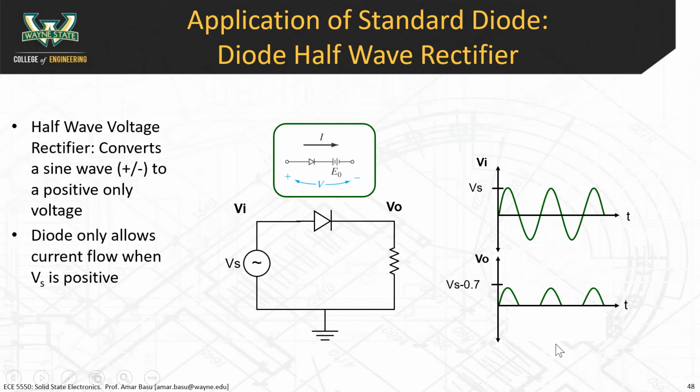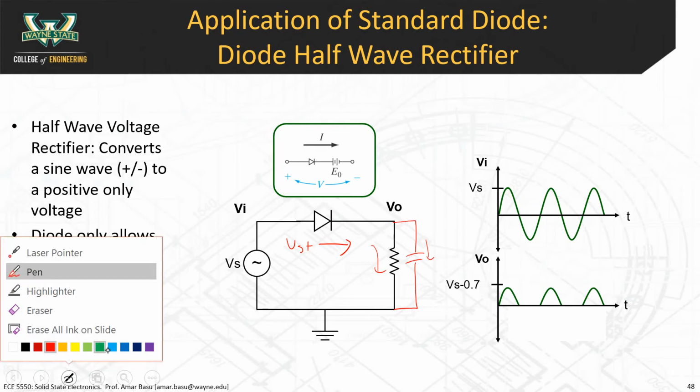Now, if you want to build a DC source out of that, one thing you could do here is put a capacitor in parallel with the resistor. What the capacitor does is that on the input cycle, meaning when Vs is positive, you're getting current flow this way. The current is going through the resistor, and it's also charging up the capacitor.